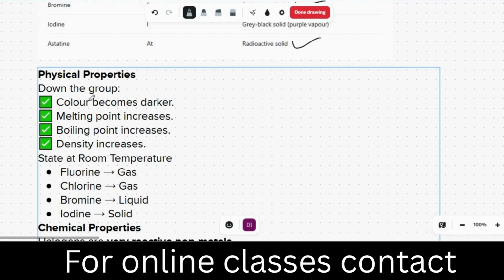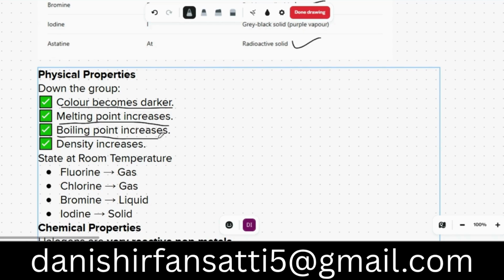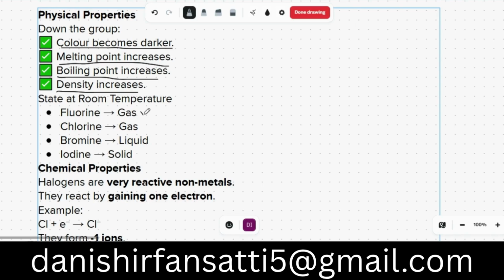Physical properties: down the group, color becomes darker. Okay, and melting point increases. You can see that at room temperature fluorine is a gas whereas iodine is a solid. As we move down the group, boiling point also increases, because we know that gas is the form which is attained after the boiling of any substance. So iodine is solid whereas fluorine is gas. Density also increases down the group. You can see at room temperature, fluorine is gas, chlorine is gas, bromine is liquid, whereas iodine is solid.